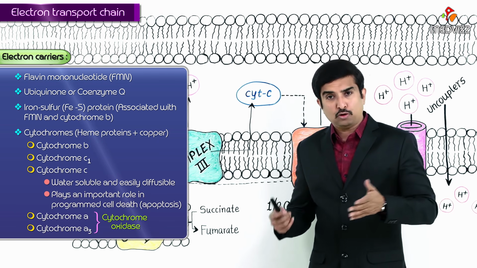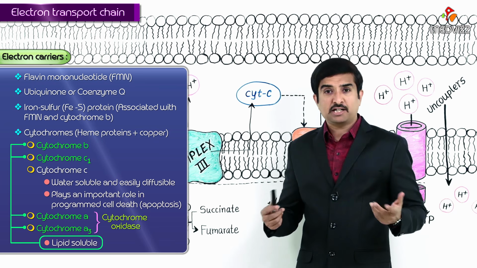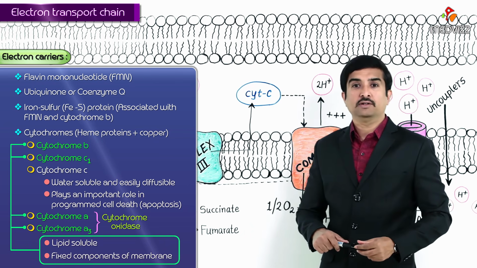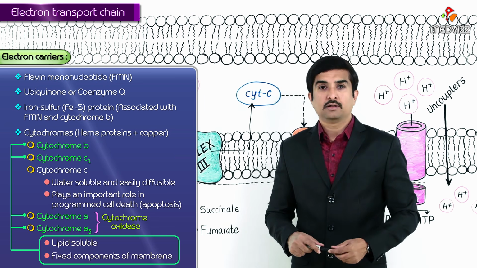Whereas other cytochromes like cytochrome B, C1, A as well as A3 are lipid soluble, that is the reason they are fixed to the components of the membrane, and that is the reason they are part of these electron complexes.